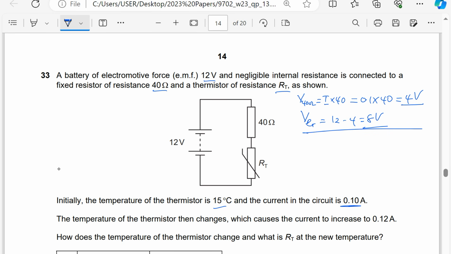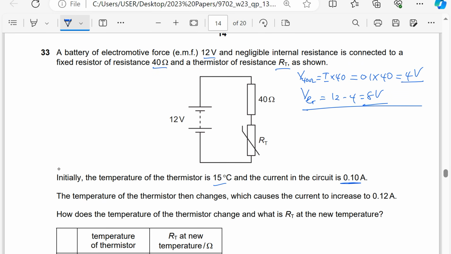The temperature of the thermistor then changes, which causes the current to be 0.12 amperes. So the PD across the 40 ohms is 0.12 times 40, which is 4.8 volts, which means the PD across the thermistor RT is 12 minus 4.8, which is 7.2 volts.